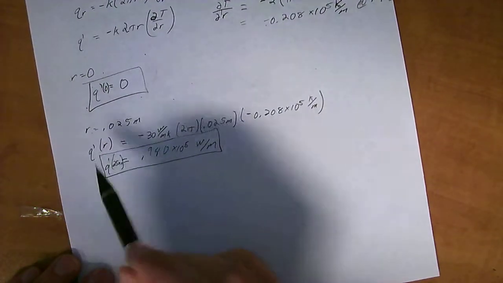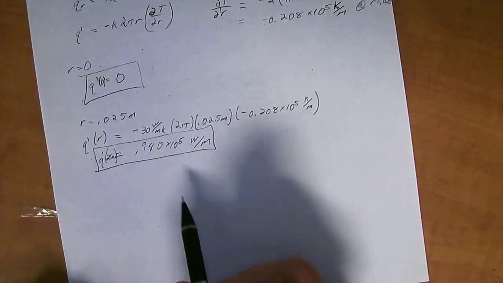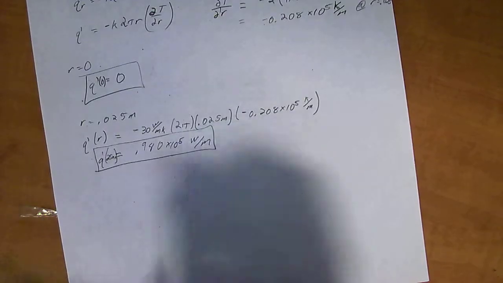Pencil ran out of lead. Okay, and that's all there is to it. Next video, we'll solve part B, where it's an unsteady problem.